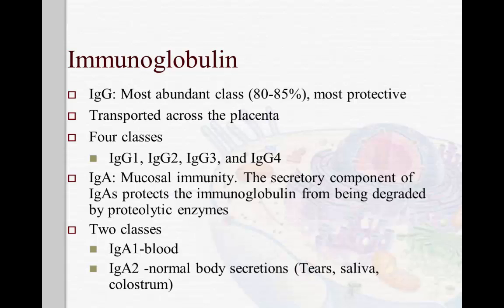You have two classes of IgA, which is 1 and 2. You don't need to know that part. So basically, IgG is the most abundant, is the most protective, is present in the secondary response of the adaptive immune system. It represents prior exposure or chronic diseases. IgA is present in mucous membranes that produce or have a secretory capacity.